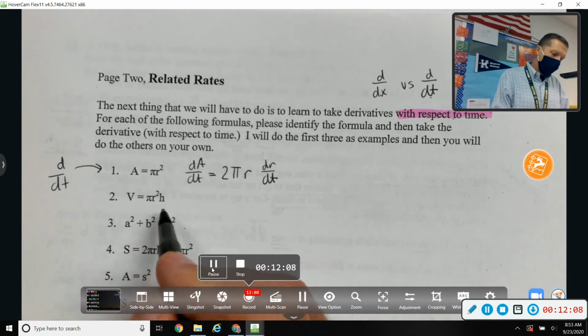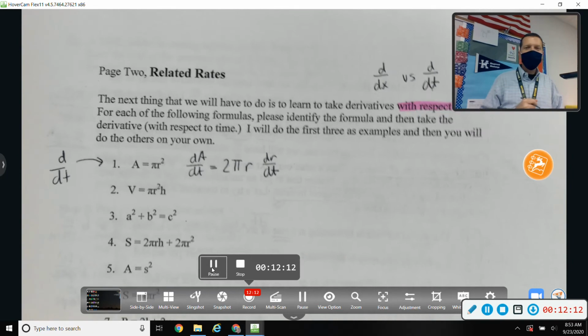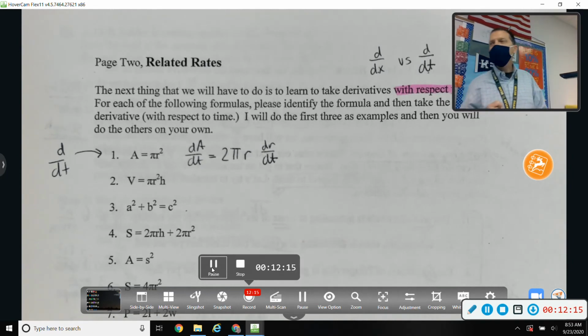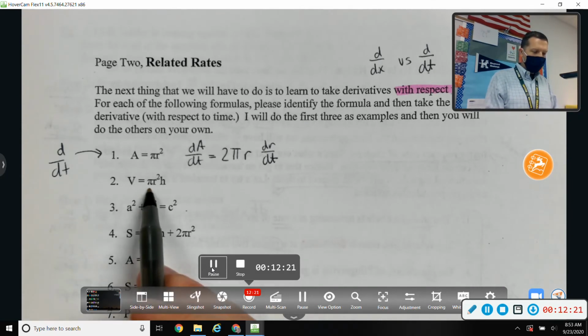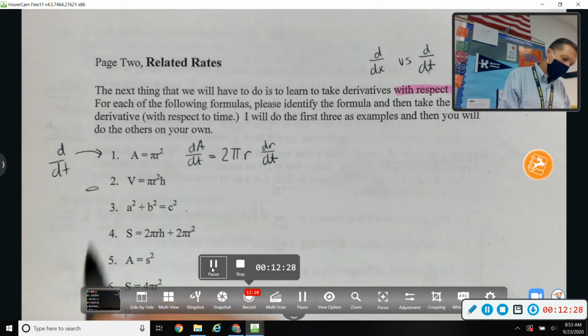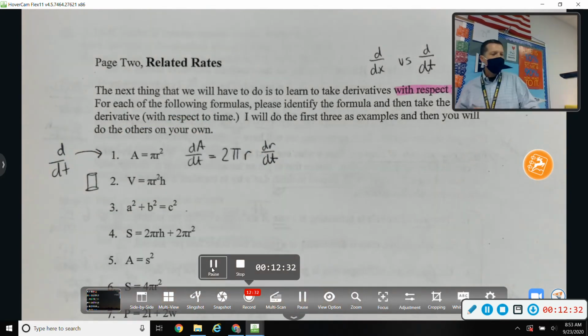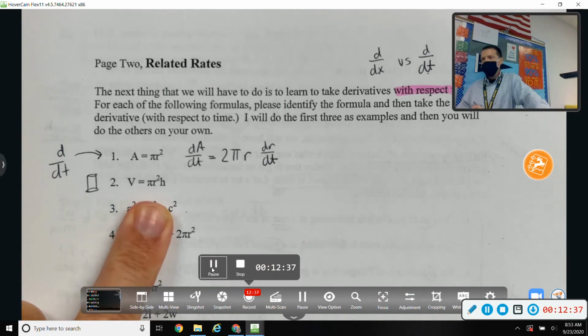All right, let's do number 2. What's that the volume of? What do you recognize what that equation is for? Pi r squared looks like a circle. So a cylinder, you got a circle times the height. There's your pi r squared times the height. So that's the volume of a cylinder. Now that one's got 2 variables in it, r squared and h. So we're going to have to use the product rule on this one.